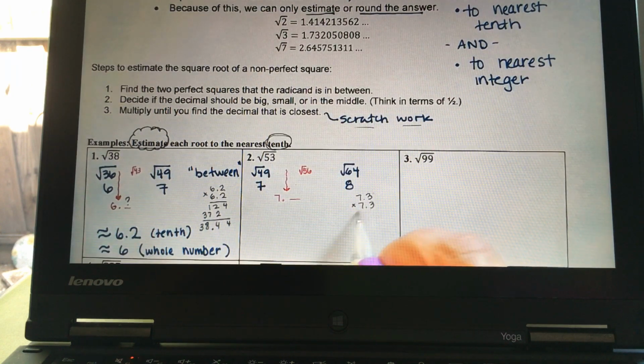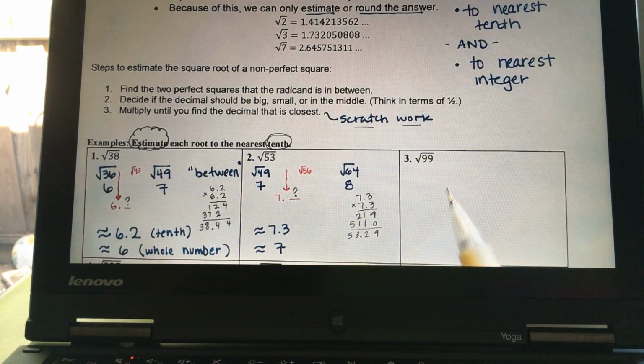7.3 times 7.3. We'll do a little bit of multiplication real quick. Let's see, 51.9. 2 decimal places. Wow, my estimating skills are kind of right on today. It's because it's early in the morning. 53.29, we're looking for the square root of 53. So my answer, 7 point what? Actually, my guess was again pretty good to begin with. So it's approximately 7.3. Again, that's rounding to the nearest tenth. Rounding to the nearest whole number would be about 7.